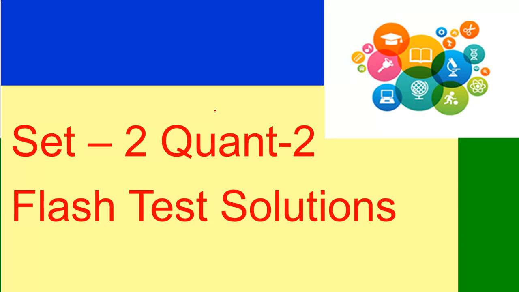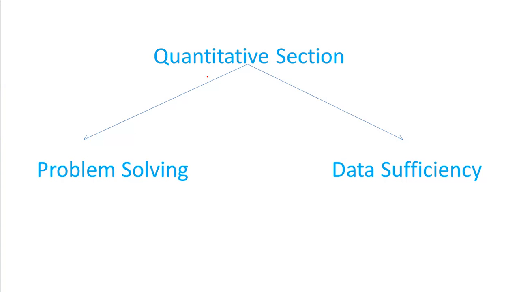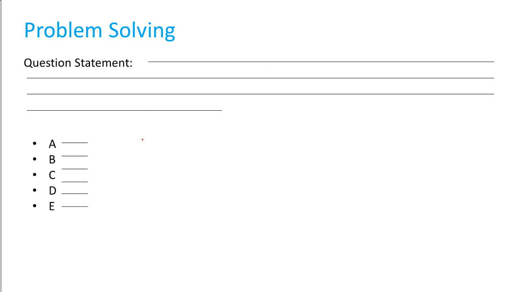So here we are to discuss the solutions of flash test set to Quant 2. Before heading in, I would like to introduce you to the quantitative section of GMAT. The quantitative section of GMAT consists of two types of problem. First is problem solving, the second is data sufficiency. Problem solving questions are simple multiple choice questions.